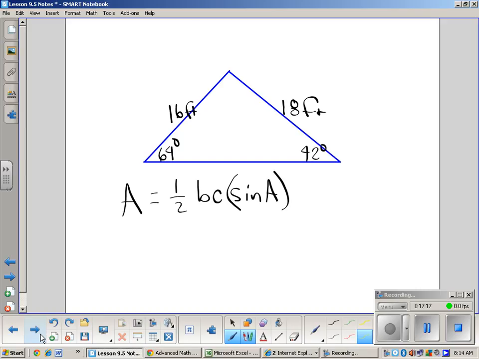So here we have 16 and 18 as sides. I have angles of 64 and 42. Now I'm going to tell you right now I'm going to use this formula. Okay? So what do I plug in for what? The 64 on the left. Yeah, that's a 64, 42. We need to find the bottom. Okay, so we found a top one. We need to find the bottom.